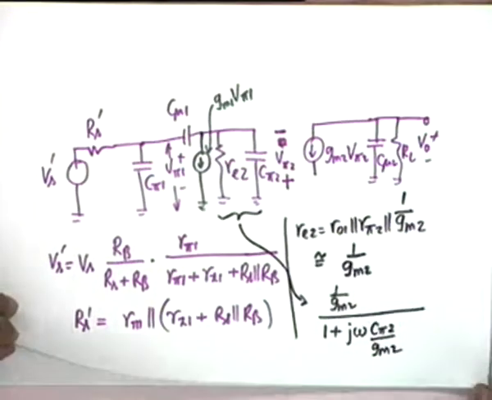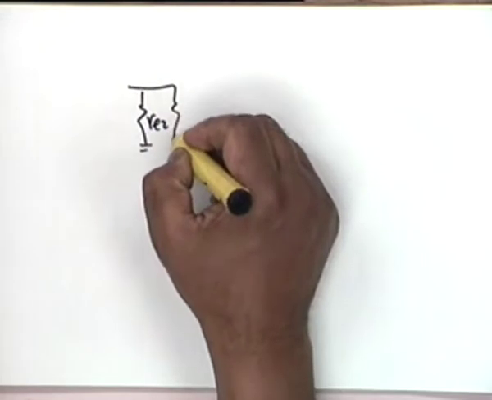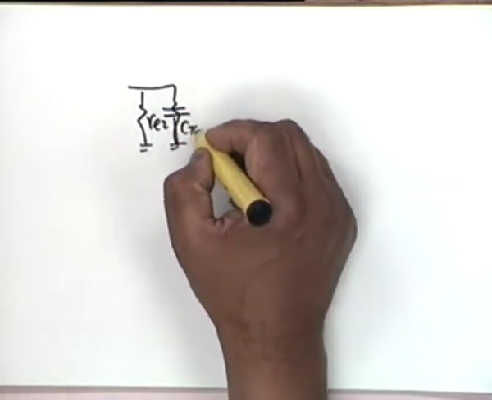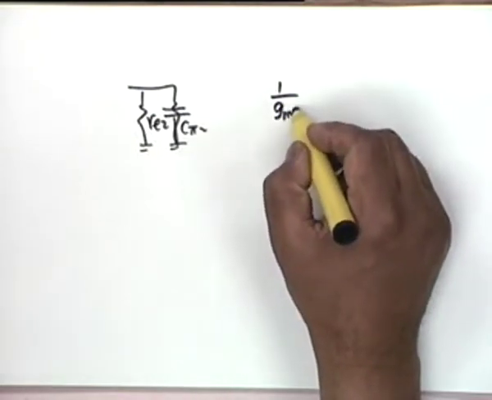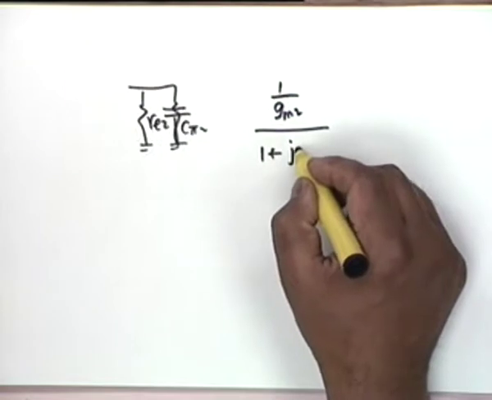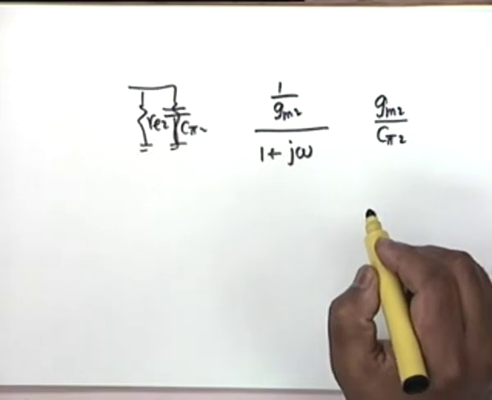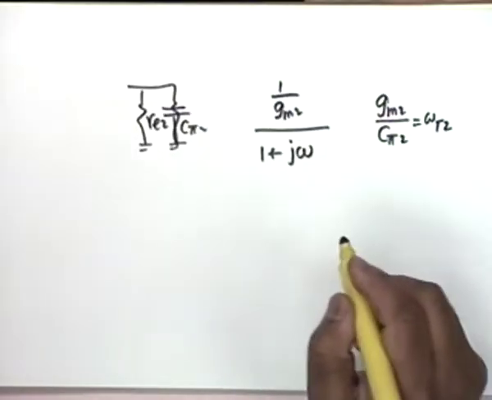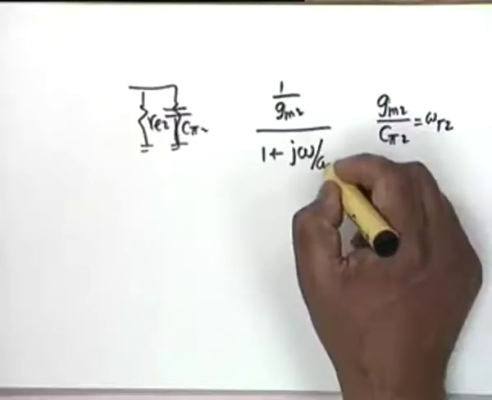Okay, let's look at this a little more carefully. This expression, equivalent of RE2 and C pi 2. The equivalent impedance of this is 1 by GM2 divided by 1 plus j omega. Do you recognize what this is? GM2 by C pi 2? Omega T. Omega T2. Omega T2. That is the transition frequency of the second transistor. Alright, the gain bandwidth, so called gain bandwidth product. So this is j omega by omega T2.